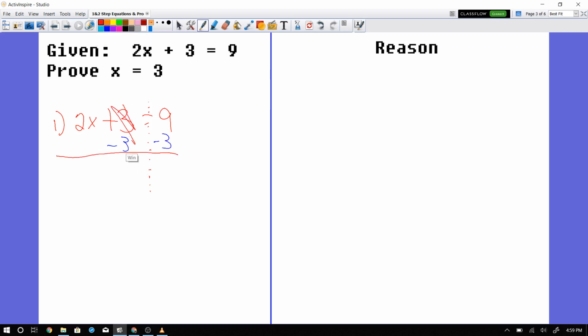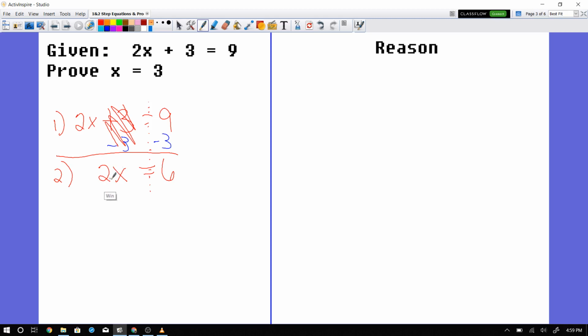Okay, we know that that goes away because it's 0. We're going to drop down to 2x. And 9 minus 3 is 6. This is going to be our second step. So once we've done the work and then we have a new problem to solve, that is the next step. And we have to give a reason as to how we got there. So let's do the next step since we had a two-step equation.